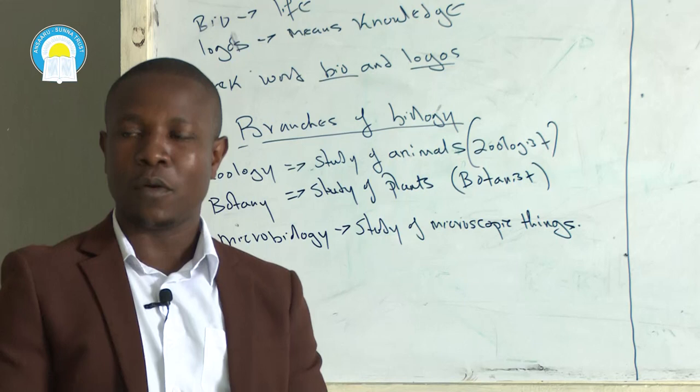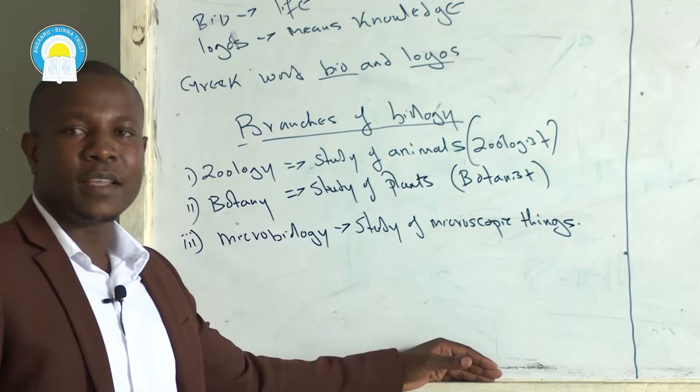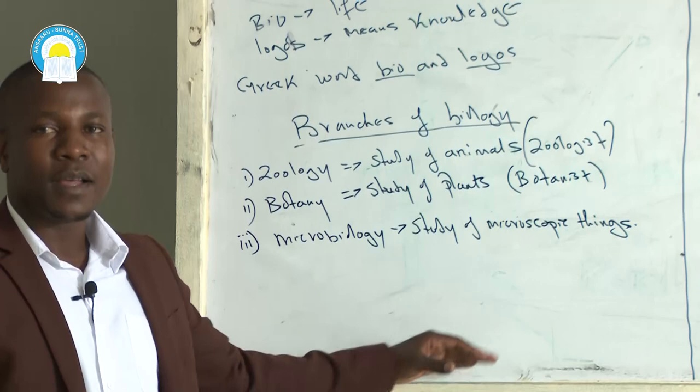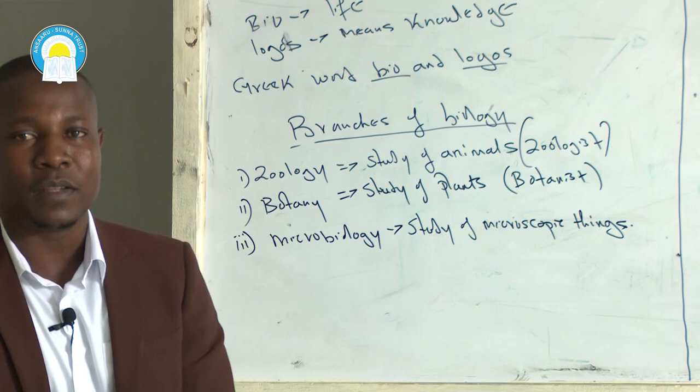Examples of these microscopic things are bacteria, amoeba, fungi, and viruses, which you cannot see with the naked eye. We need the help of a microscope to magnify them and to get the correct resolution, the ability to distinguish two distinct organisms.